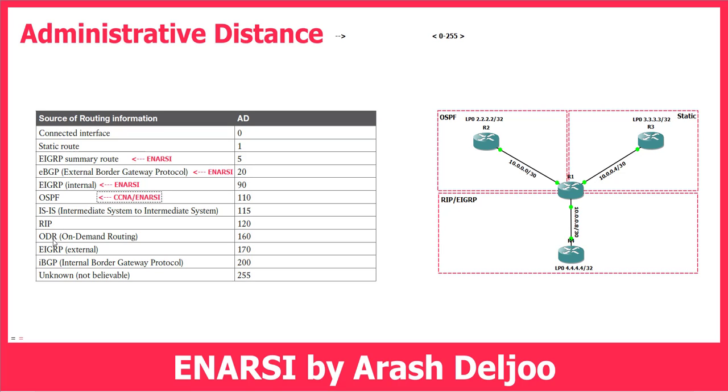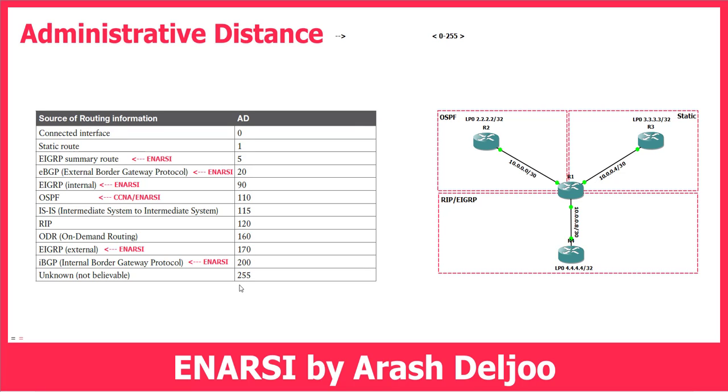About the ODR or on-demand routing, we have the administrative distance of 116, and you will learn about it in future courses. About the EIGRP external, you will learn in this class, okay? The administrative distance of external EIGRP is 170. And also about the IBGP or internal border gateway protocol, again, you will learn in this class in the NRC, and the administrative distance of the IBGP is 200.